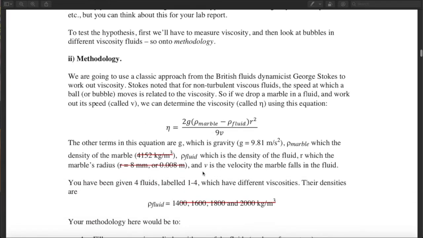So the approach we're using anyway is a classic approach from the British fluid dynamicist George Stokes. And he worked out that you could calculate the viscosity of a fluid which was fairly viscous by dropping a ball in it, something like a marble, and then looking at how slowly that sunk. And for a highly viscous fluid, it would sink very, very slowly. And for a low viscosity fluid like water, the marble would sink very fast. So if you knew some things like gravity, which is here, the density of the marble and the density of the fluid, the radius of the marble itself, and then if you could calculate the velocity at which it was sinking by, you could work out the viscosity of the fluid. So we're going to use this equation to do this.